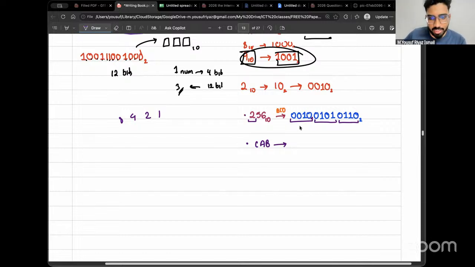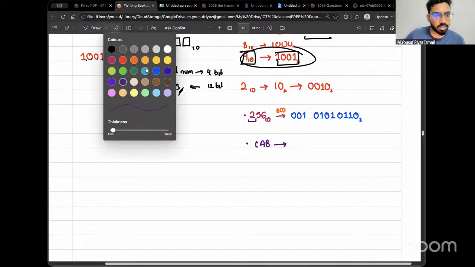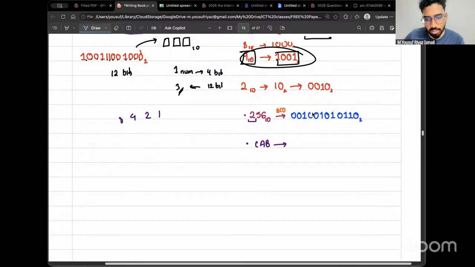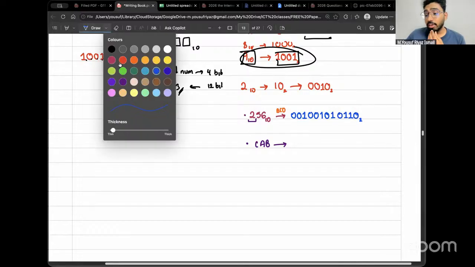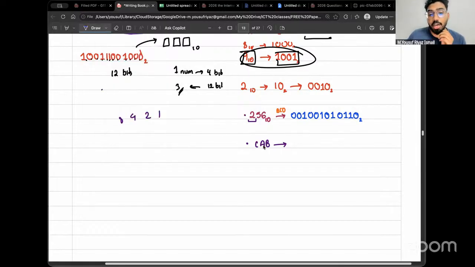Anyways, coming back to the context. Now let's say we had the word cab. The problem came with how do we represent this? If you take numbers, you can convert numbers to binary. But if you take letters, letters don't have a value to convert.